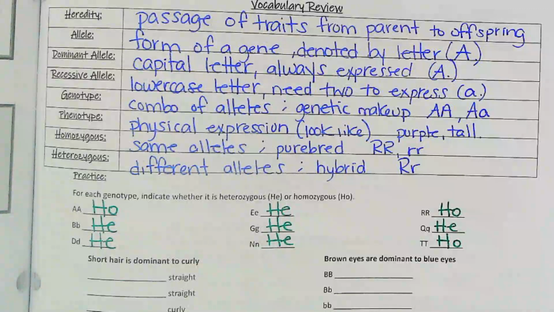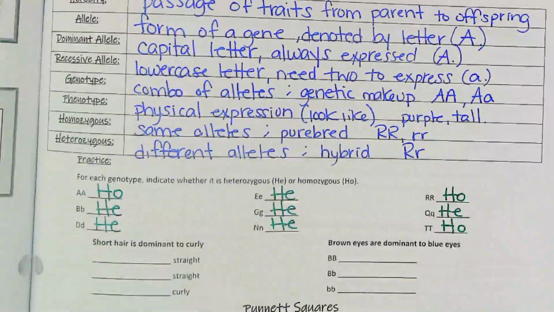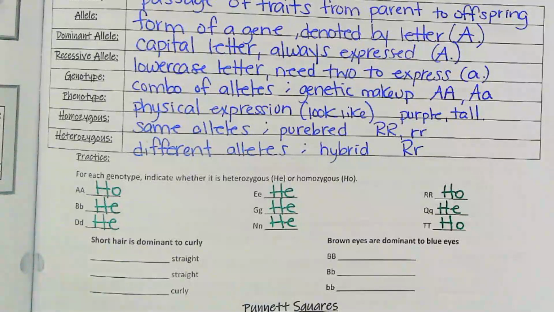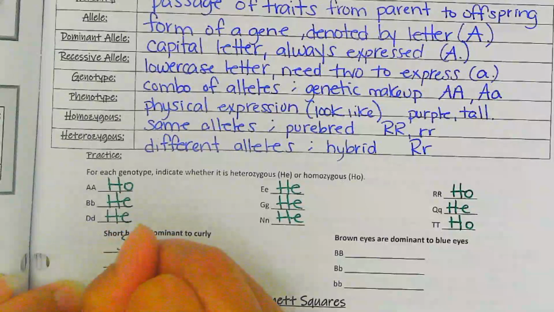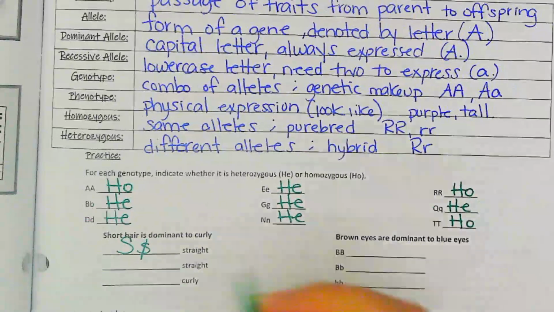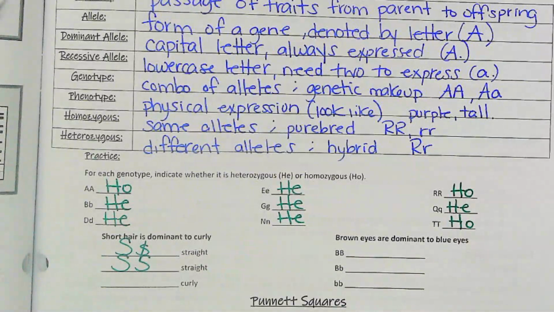So if I said short hair is dominant to curly, what would be my genotype? What would be my genotype if I said I had straight hair? Give me a letter. Big letter. S. Okay, so what letter combos would I have? Uppercase S, lowercase s, right? What else can I have? That's straight hair. Two uppercase, right? And if I had curly hair, I would have two lowercases.